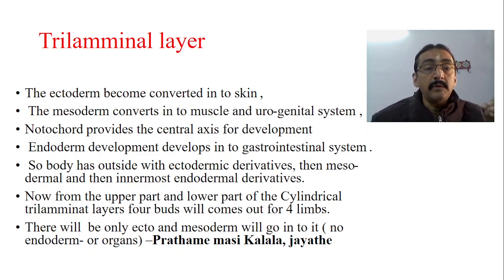Now from the upper part and the lower part of the cylindrical trilaminar layer, 4 buds will come out. So this is the next part. Now the 3-layer formation is over. From this 3-layer formation, it folds, just like a masala dosa when it is folded, so it becomes cylindrical. Now the upper end and lower end are formed.